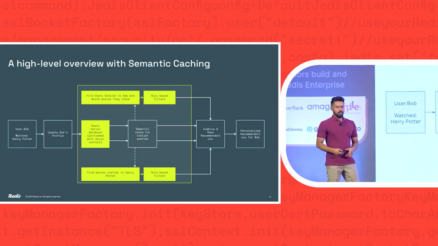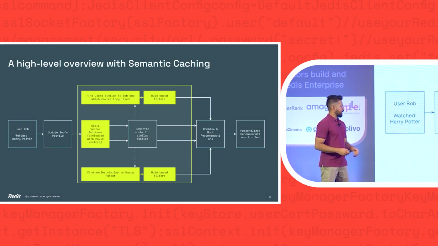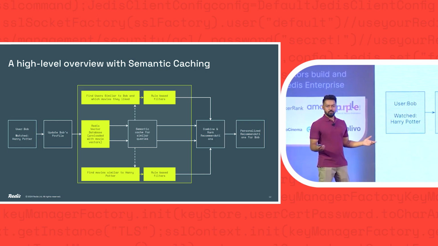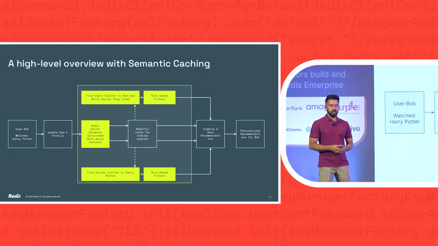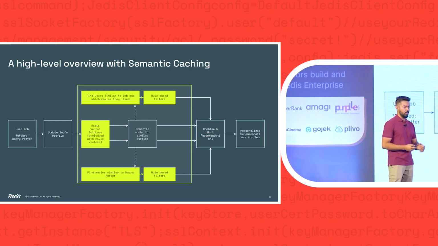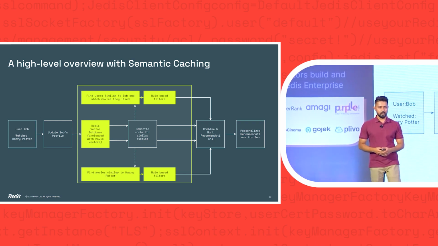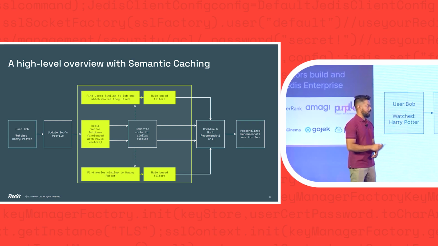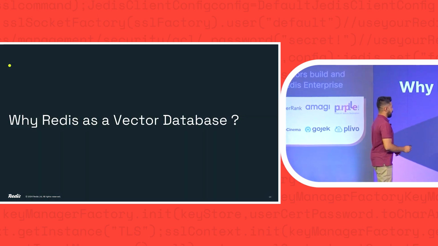So semantic caching is just a simple addition of a semantic cache where, instead of directly doing these vector searches, you first check your cache. If similar queries are available, give the recommendations directly from the semantic cache. And again, I'll show you an example of this as well, in real time.